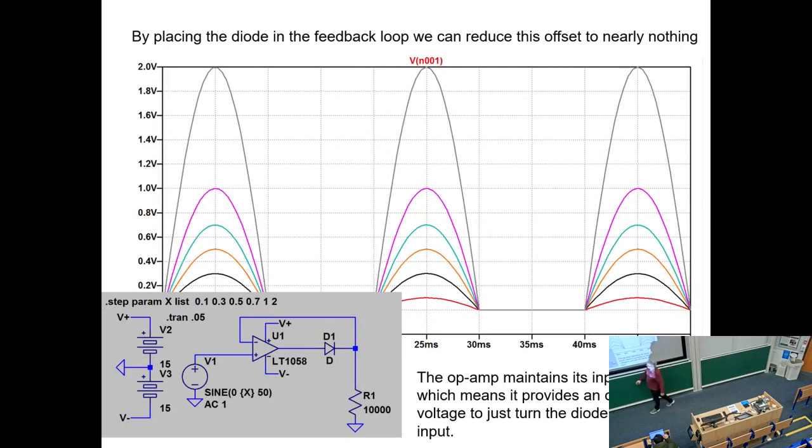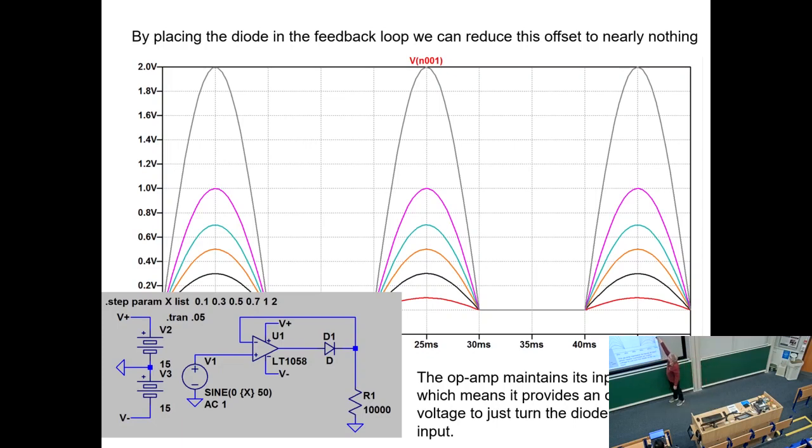But if we put a diode in the feedback loop of an op-amp, then all of a sudden we're getting up to 2 volts for a 2 volt input, and we're getting the full width of the sine wave. We're getting perfect rectification. We haven't lost anything, we haven't got any distortion or anything like that.